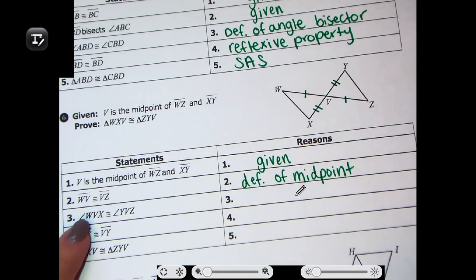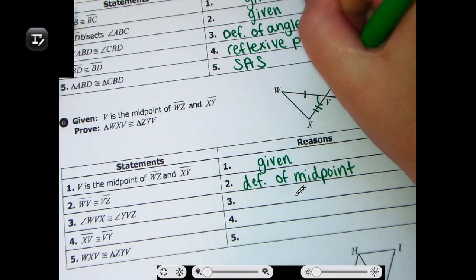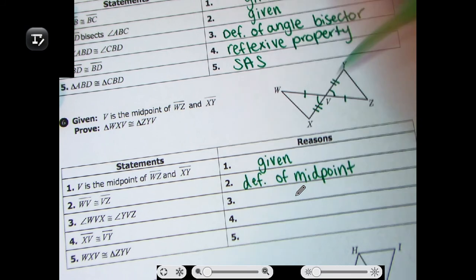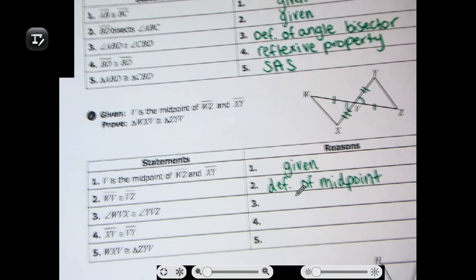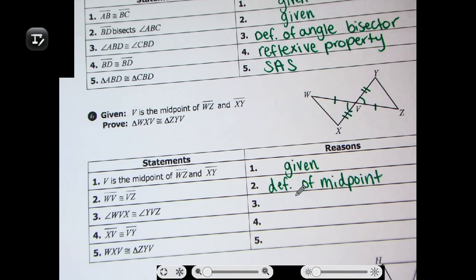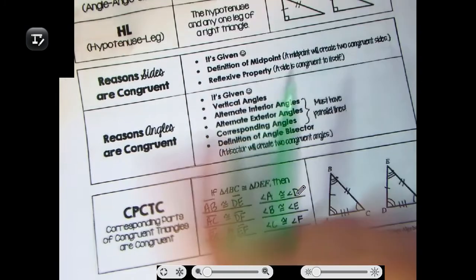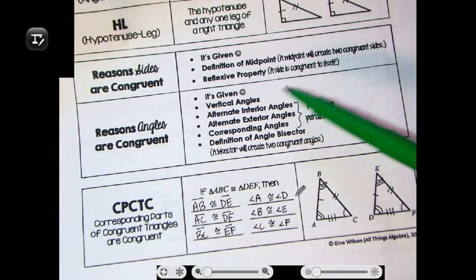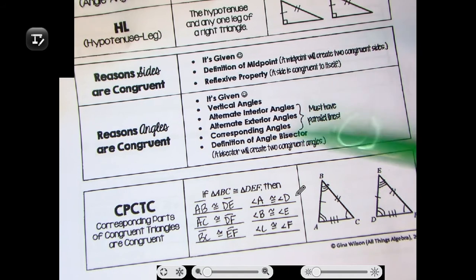And then angle WVX is congruent to angle YVZ. So how do we know that those two are congruent? This is going to take you back to a couple chapters ago, going over congruent angles. Let's go back to my reference sheet. How do I know that angles are congruent? Reasons angles are congruent. So basically, what type of angles are these that lets me know that they're congruent?